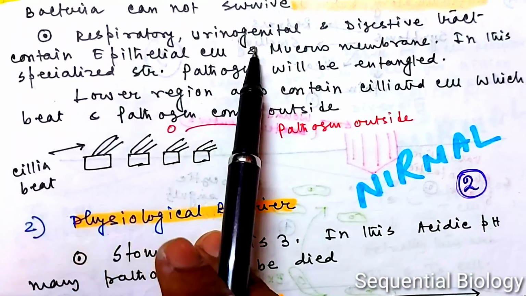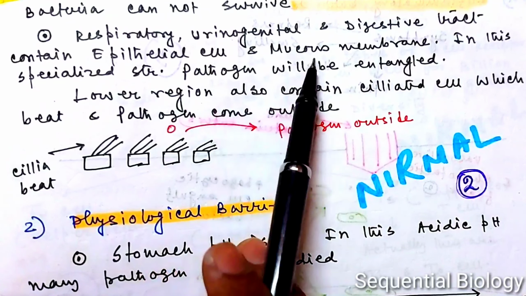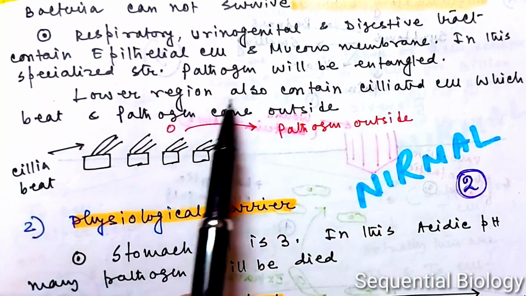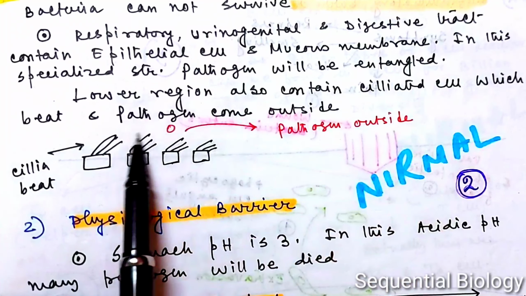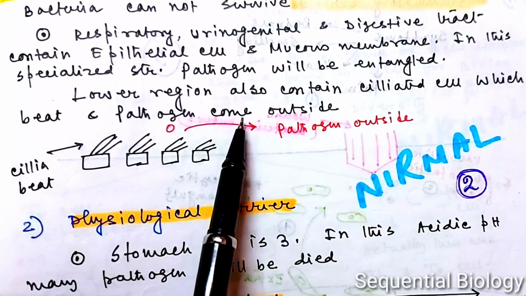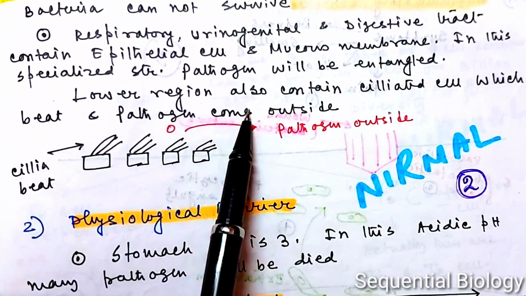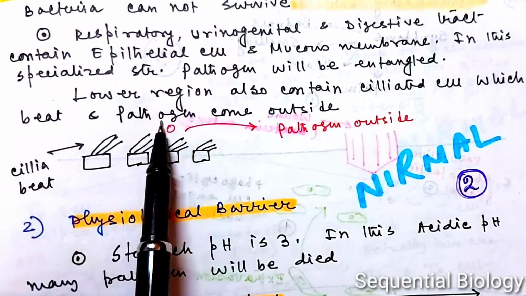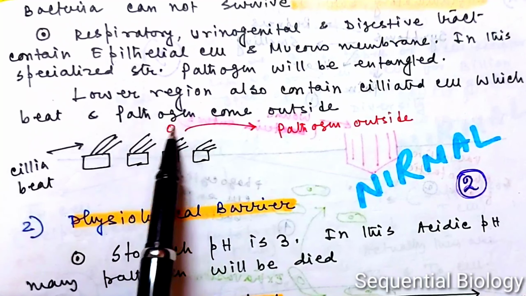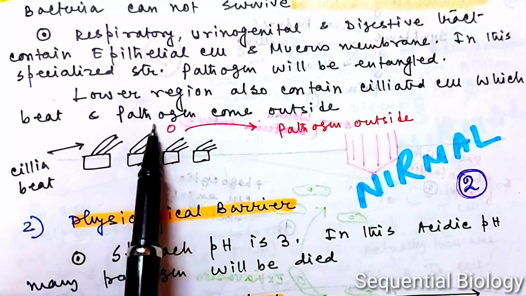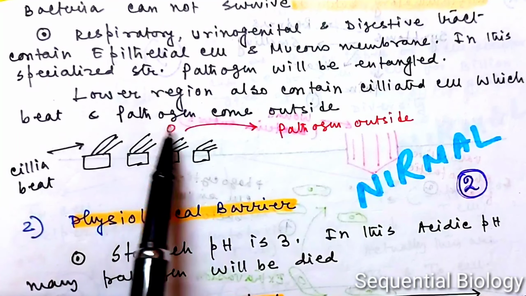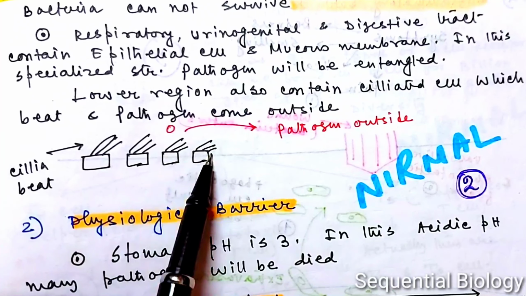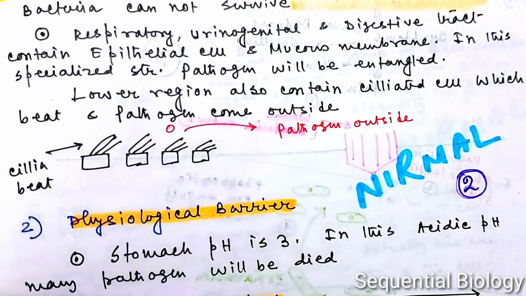The respiratory, urinogenital and digestive tracts contain epithelial cells and the mucous membrane, and in this specialized structure the pathogens will be entangled. The lower region also contains ciliated cells which beat, and the pathogen comes outside. These components form the anatomical barrier. First is the skin epidermis, which is waxy, and many pathogens cannot attach to the skin due to its waxy nature. The dermis is also acidic, so many bacteria die in this acidic medium. And in different systems, the beating of the cilia of the ciliated epithelial cells removes the pathogen.